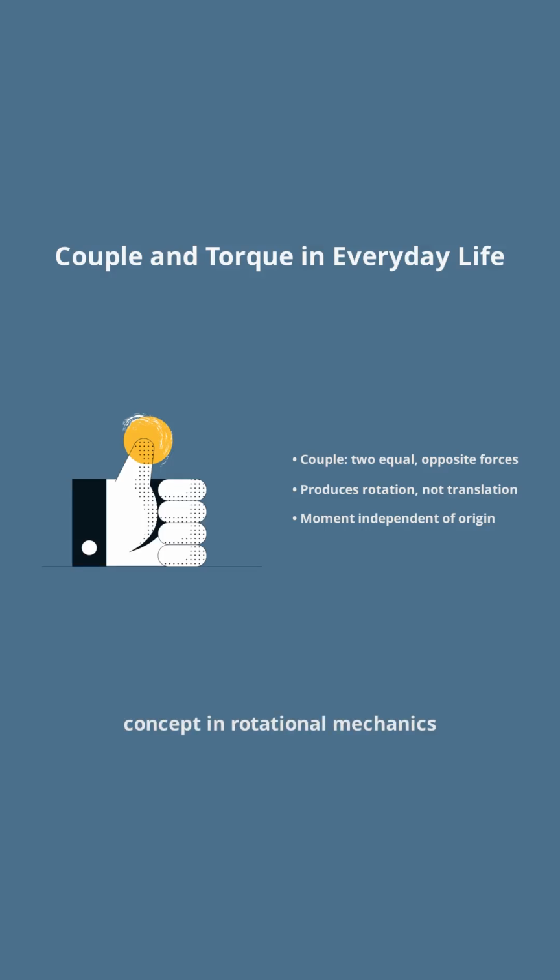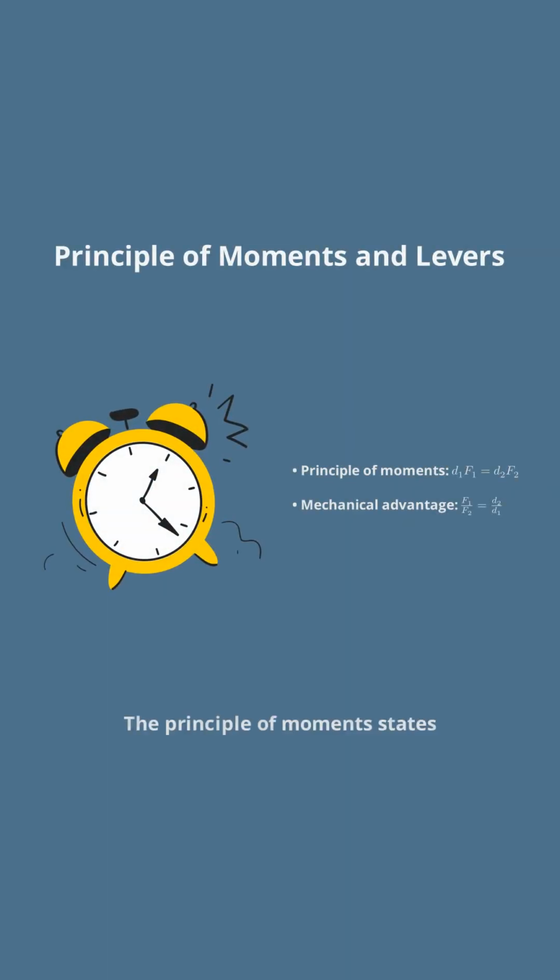The principle of moments states that for a lever in equilibrium, the sum of clockwise moments equals the sum of counterclockwise moments. This principle is used in seesaws, balances, and many mechanical devices. The mechanical advantage of a lever depends on the ratio of the effort arm to the load arm, allowing small forces to lift heavy loads.